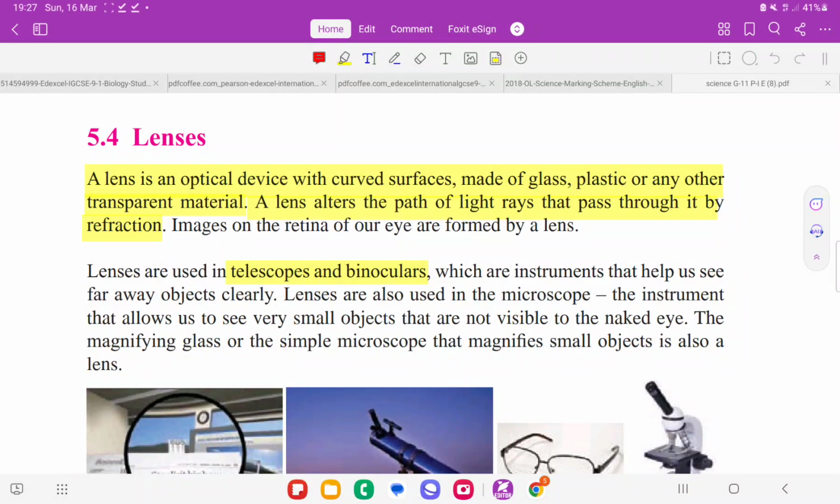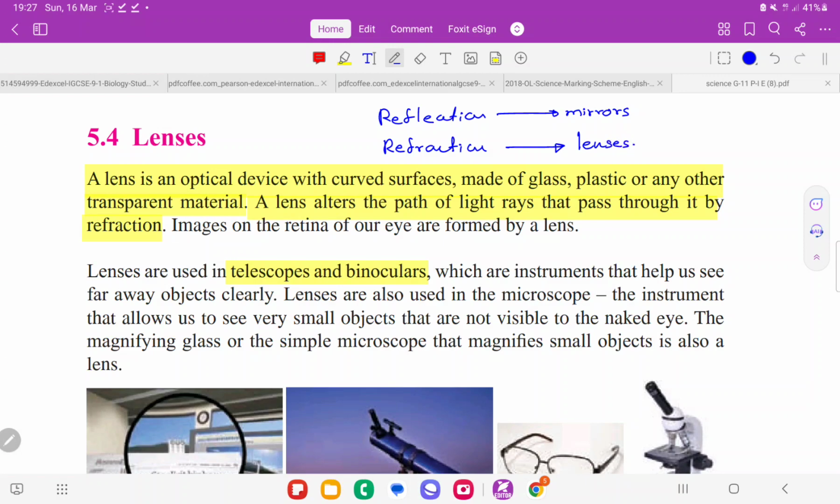So lenses come under the refraction topic. Under reflection we discuss mirrors, because reflection we can observe in mirrors, but refraction, in day-to-day life we normally use lenses to observe refraction, right?